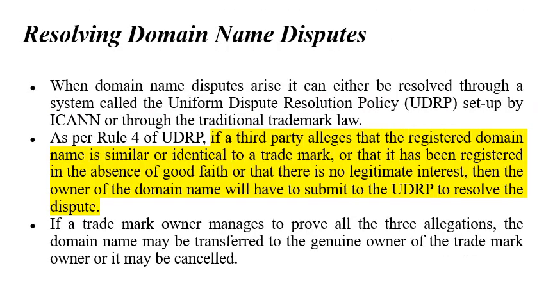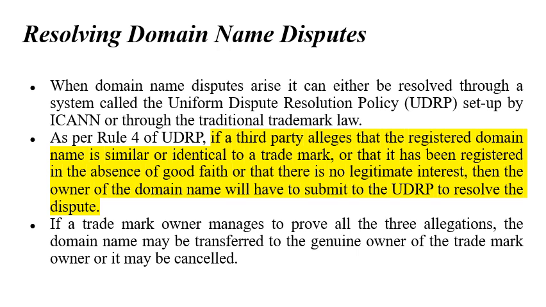Okay, so till now we have understood about ICANN and the different kind of domain name disputes that are there. Now we are going to be discussing about resolving domain name disputes. So when domain name disputes arise, it can either be resolved through a system called the Uniform Dispute Resolution Policy, that is UDRP, that is set up by ICANN, or it can be resolved through the traditional trademark law.